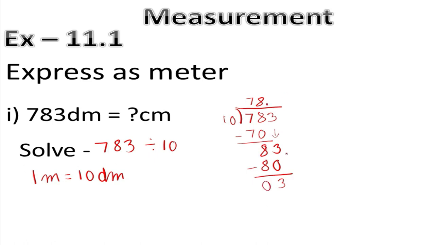Then we add a decimal and a 0. Then 10 into 3 equals 30. We subtract and we get 0. So our answer is 78.3 meters.